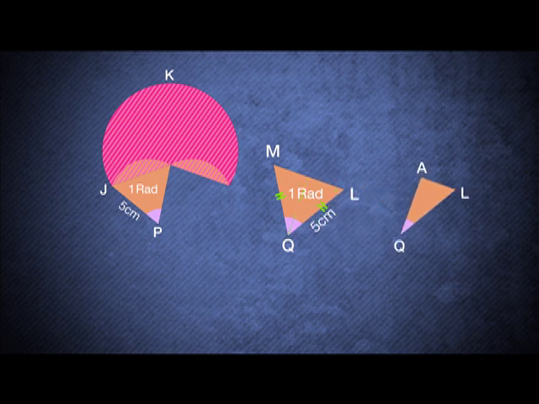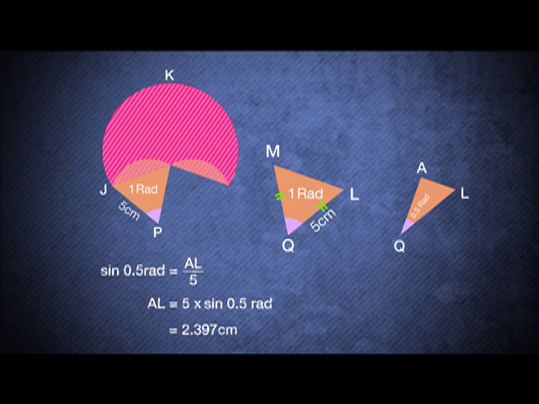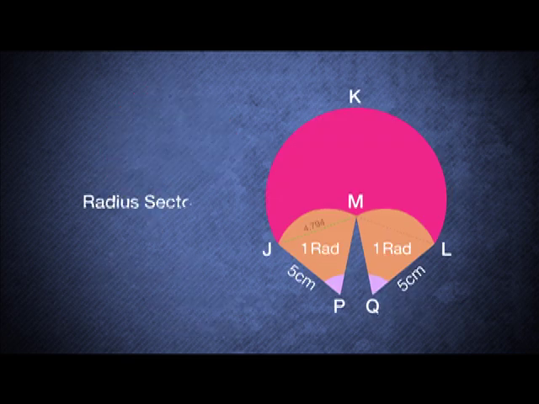We know the value of angle AQL by halving 1 radian, getting 0.5 radian. Using sine equals opposite over hypotenuse, sin 0.5 radian equals AL over 5. Therefore, AL is 2.397. ML equals 2AL, which is equivalent to 4.794 centimeter, which is the radius of sector MJKL.